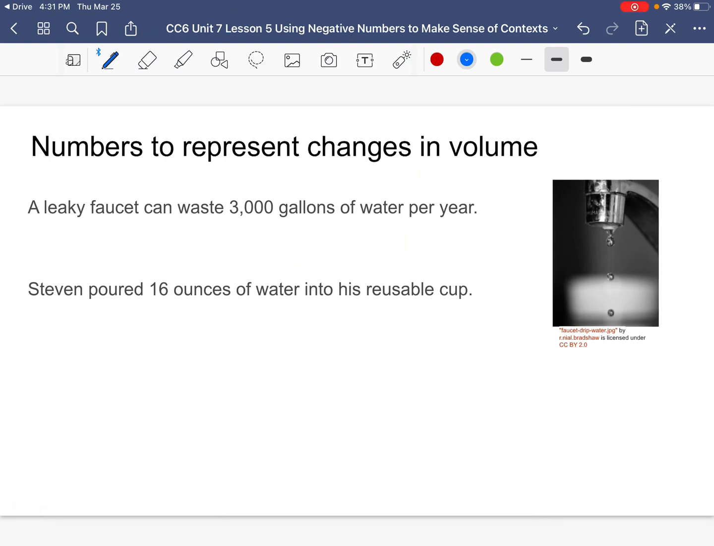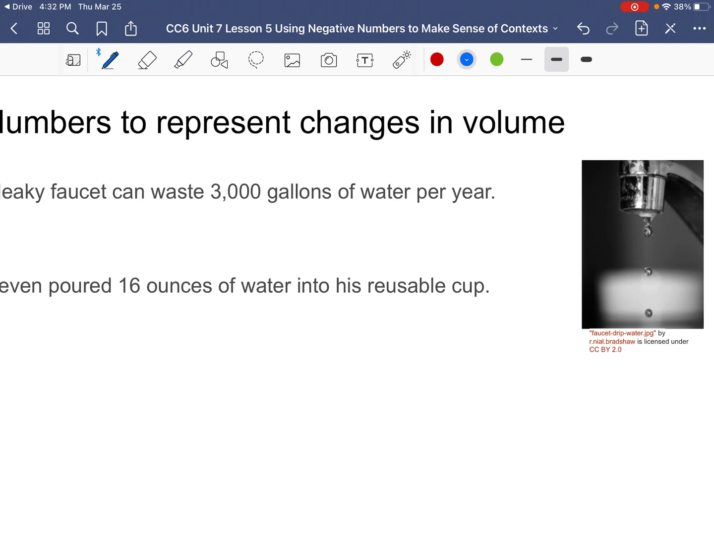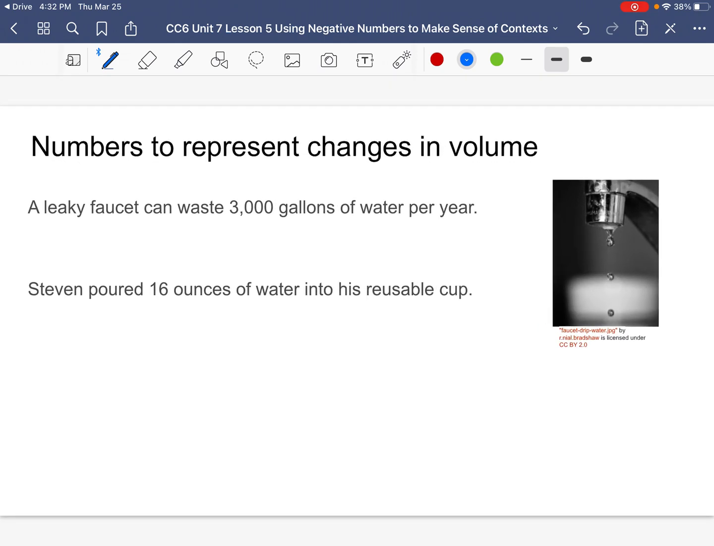And you can use numbers to represent changes in volume. A leaky faucet can waste 3,000 gallons, which represents volume, of water in a year. And that's a loss of water. A loss would be represented by a negative sign, negative 3,000 gallons. And if you pour water into something, you're increasing the volume. So Stephen pours 16 ounces of water into his reusable cup. That's plus 16.